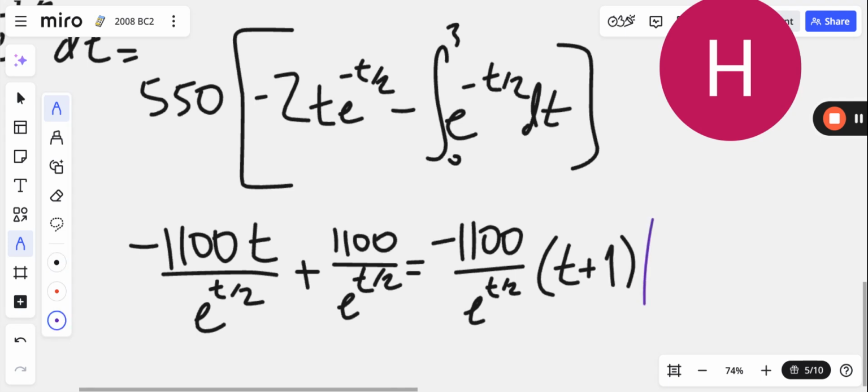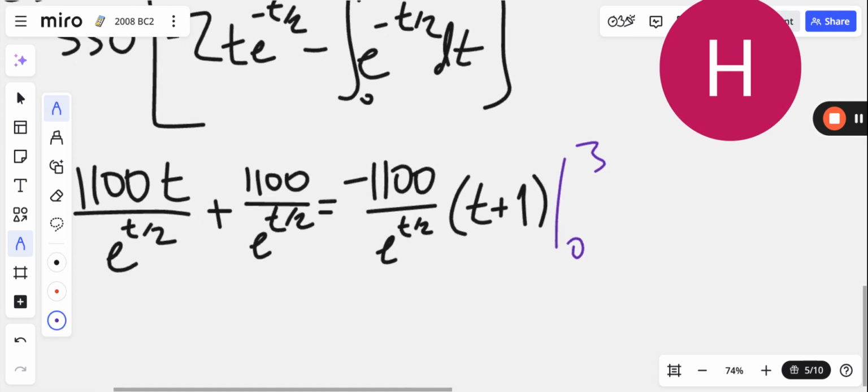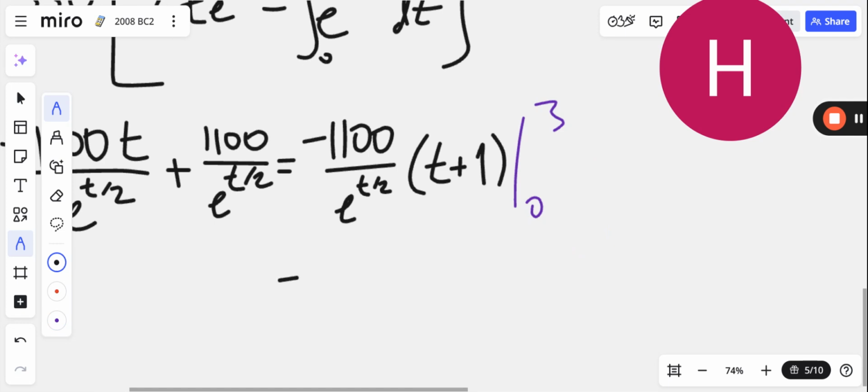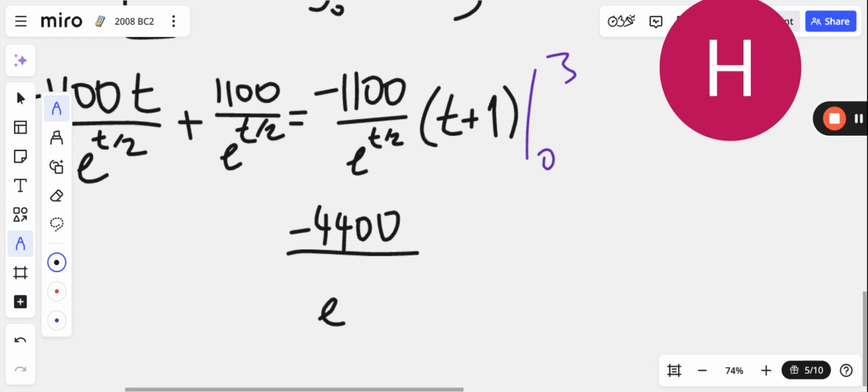So all of this from 0 to 3, if you plug in a 3, you basically just get negative 4400 over the square root of e cubed. Interesting. Minus, what do you get when you plug in 0? You just get negative 1100, so I guess it's just plus 1100.